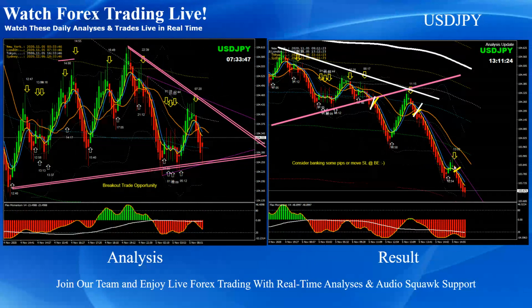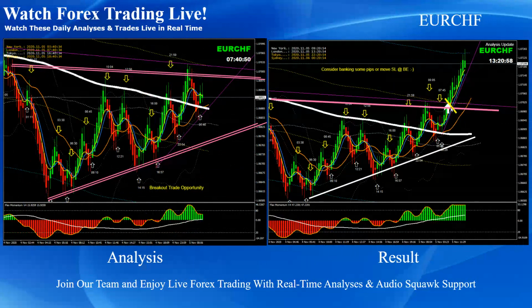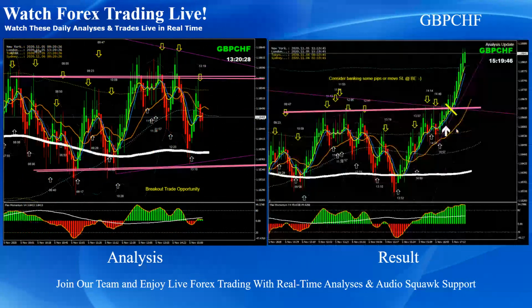We announce all these pullbacks through live audio commentary as soon as the price develops an opportunity according to the analysis. And afterwards, any opportunities that develop, we broadcast that information instantly through live audio commentary. Euro Swiss franc, pretty straightforward. We have seen some strength on euro today and a beautiful breakout, nicely hit profit target. Pound Swiss franc, pretty straightforward breakout, long trade.